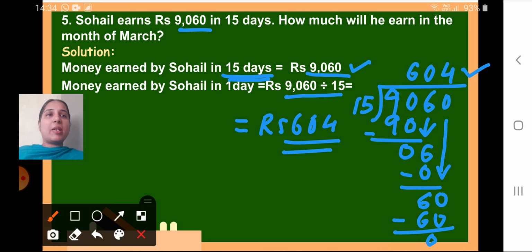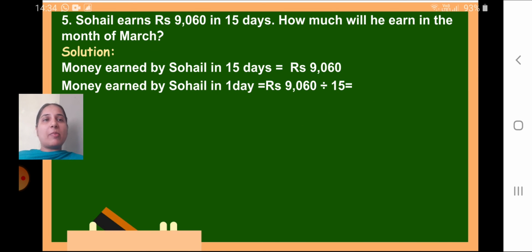Now in the question it has been asked, how much will he earn in the month of March? Okay. So children, do you know how many days are there in the month of March? Yes, there are 31 days in the month of March. So in one day he earns rupees 604. So how much will he earn for 31 days? So what will we do? Yes, we will multiply. We will multiply how much he earns in one day by 31. 31 days. Why 31 days? Because it has been asked how much money will he earn in the month of March.